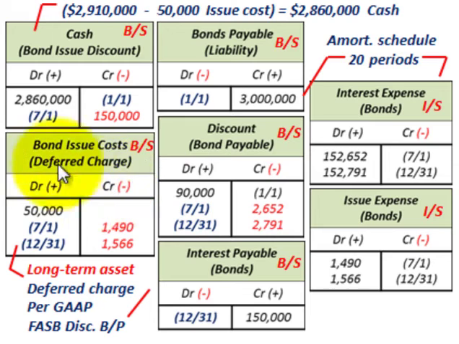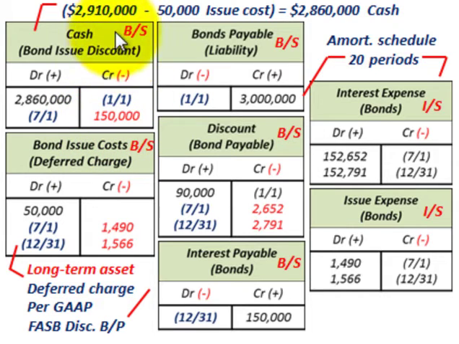So, okay, we've set up at 1/1 here. We have $2,860,000 for our cash account, bonds payable here $3 million, and then our discount to bonds payable here $90,000, a contra account to bonds payable again at 1/1, and then we have our bond issue costs here, a debit of $50,000. Now, come along our payment dates here, and just looking at 7/1 here, we're going to have an interest payment on this bond.